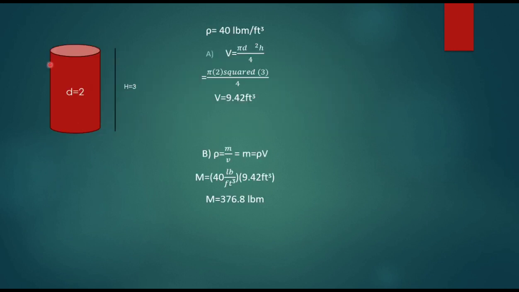So here is the diagram. So first, density is equals to 40 pounds mass per cubic feet. So A, find the volume. Here is the formula: V is equals to pi d squared times h, which is the height, divided by 4.